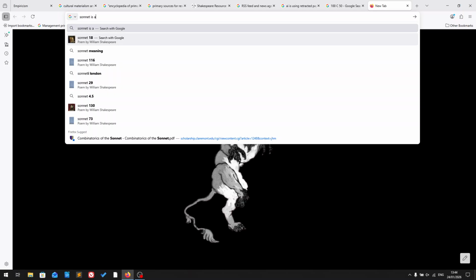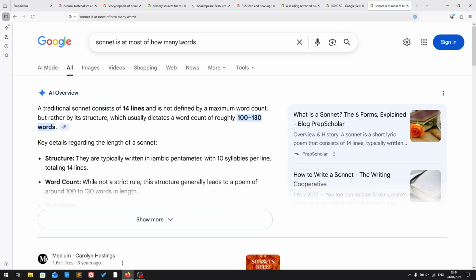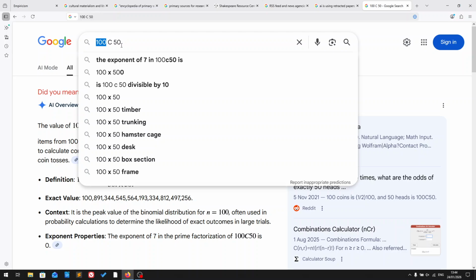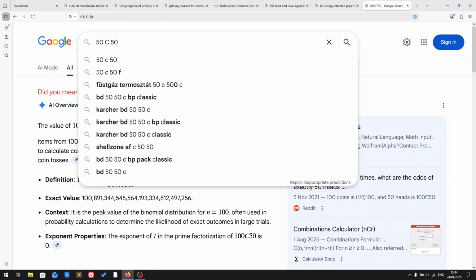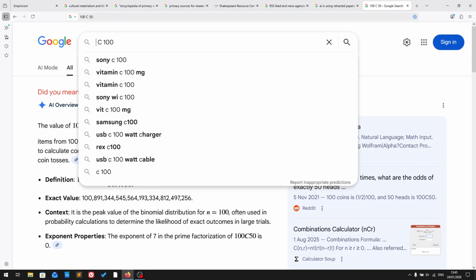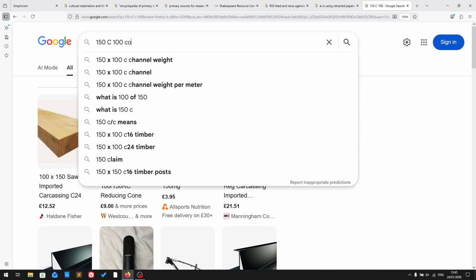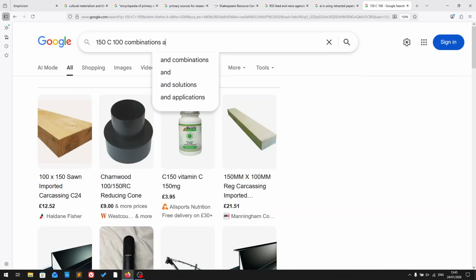A sonnet is at most how many words? 100 to 130 words, right? Let's say there will be 50 words from which I'll be choosing. 50 C 50 is not it. So I want to combine 100 words from, let's say, 500. No, 500 will be too much. So let's say I have 150 words. I'm thinking about what the end result is going to be. Combinations calculator.